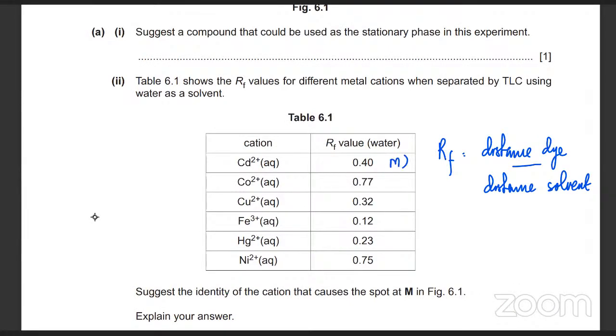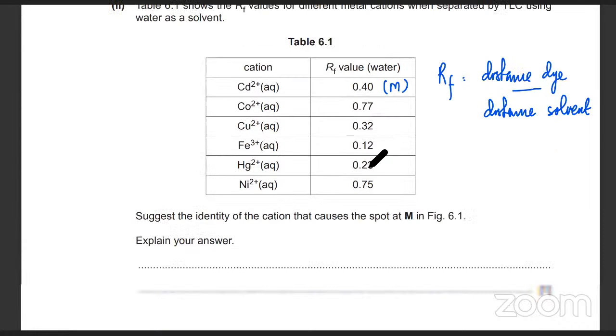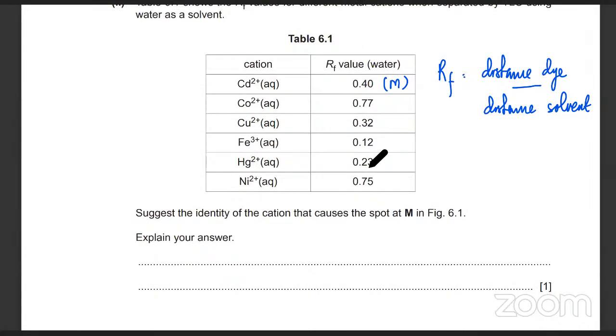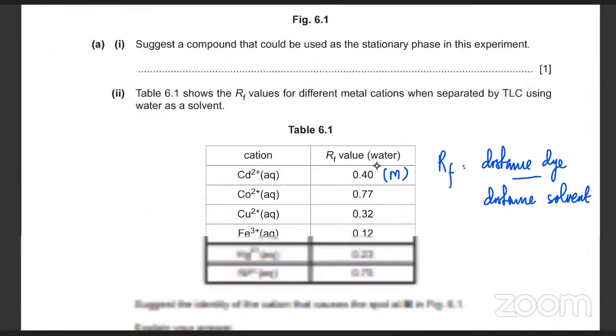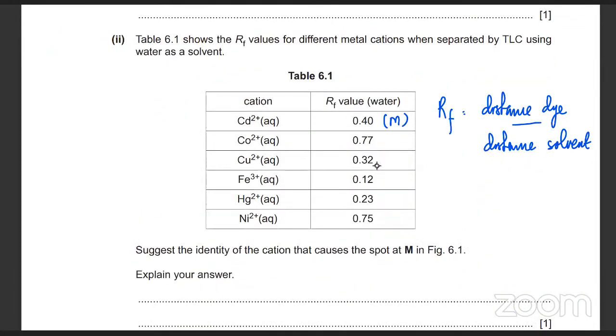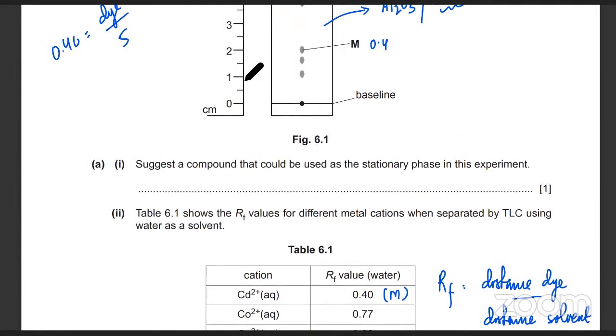So the first one is M. He wanted to identify the cation that causes the spot at M. So that's this one, and you have to explain your answer. I think you have to just tell them that the RF value is 0.4. So the RF value is basically 2 over 5, which is equal to 0.4. That means the dye travels a distance of 2, whatever this is, 2 centimeters, I think.